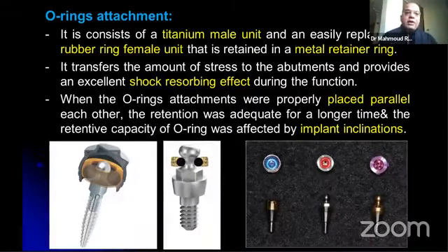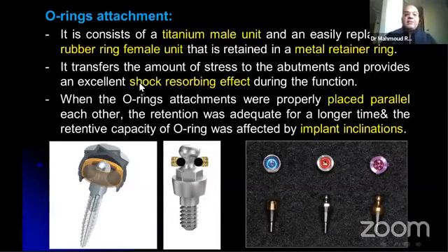Here we are talking about the O-ring attachment. It is a type of ball and socket attachment. It consists of a titanium male unit and an easily replaceable rubber ring, as we see here. This is a rubber ring here around the ball neck. The rubber ring with the female housing is considered as the female unit that is retained in a metal retainer ring, what we call a metal housing or a metal retainer. This is a metal retainer ring here, and this is the metal housing housing all this attachment assembly.